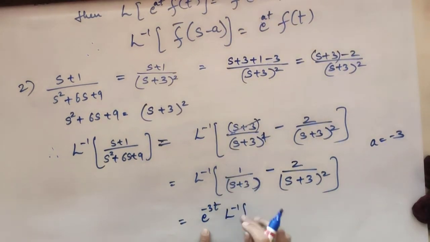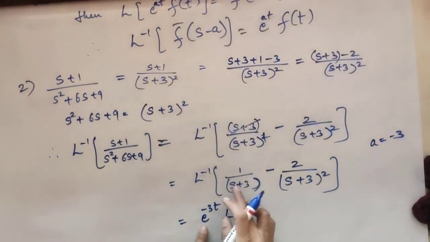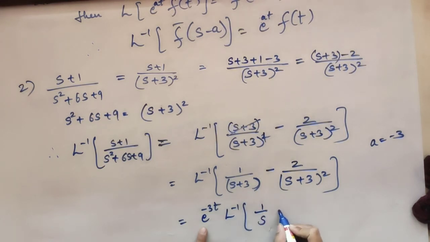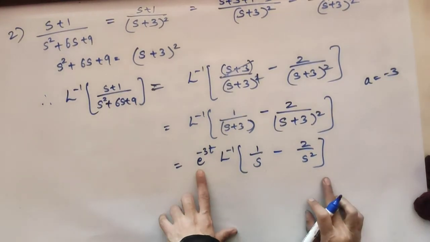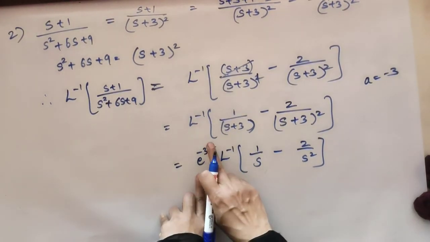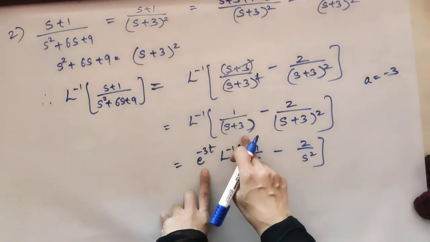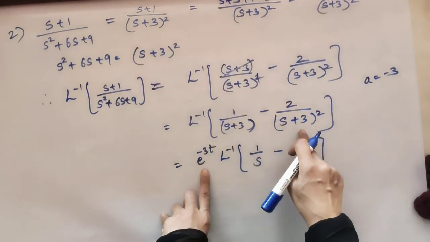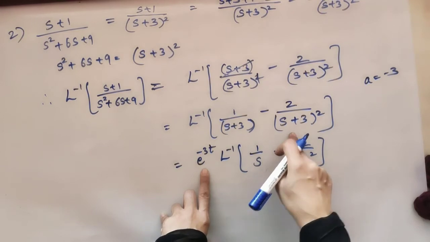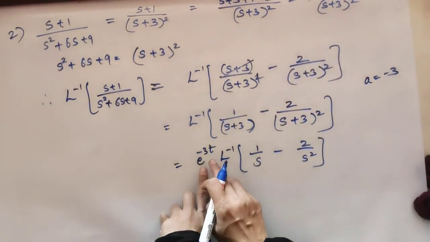Now what you do, once you write this e to power minus 3t, eliminate the 3 from there and write this simple thing. It is 1 by s minus 2 divided by s square, something like this. Once you have written e to power minus 3t outside, why you have written e to power minus 3t outside? Because it is not simply s, it is s plus 3 here also and here also. So it means using that property, e to power minus 3t should appear here.